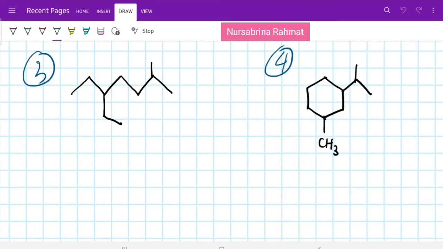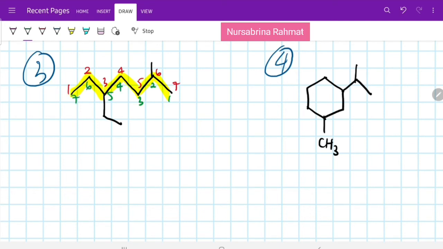Let's move on to another example. Here I'm going to find out which one is the longest carbon chain. Highlight it: 1, 2, 3, 4, 5, 6. So it becomes 1, 2, 3, 4, 5, 6, 7. Or I can number it from the right, 1, 2, 3, 4, 5, 6, 7.